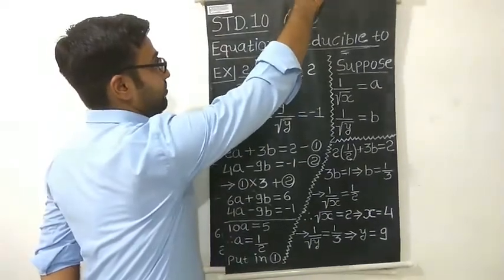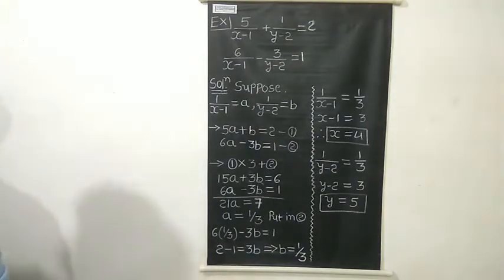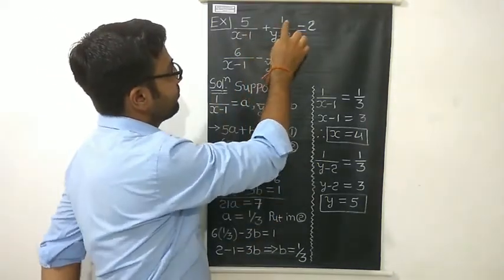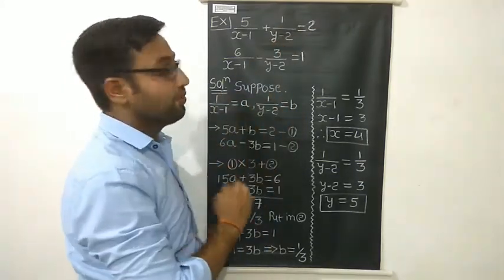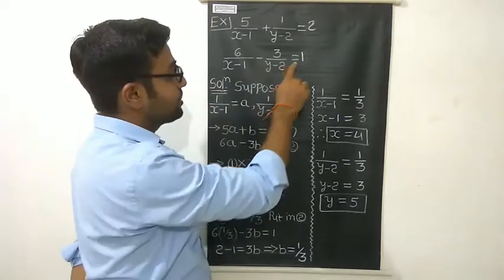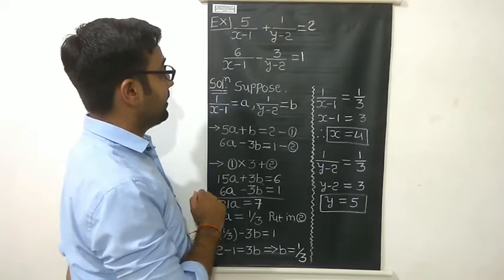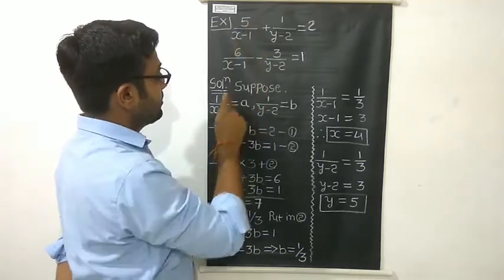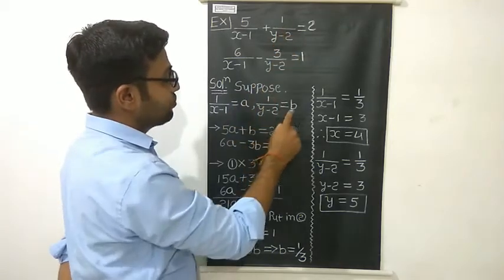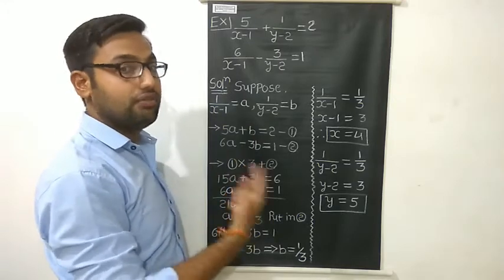Let's see another example. Here we have 5 upon x minus 1 plus 1 upon y minus 2 is equal to 2. 6 upon x minus 1 minus 3 upon y minus 2 is equal to 1. So here we can suppose that 1 upon x minus 1 is equal to a and 1 upon y minus 2 is equal to b. Here a and b are the other variables.